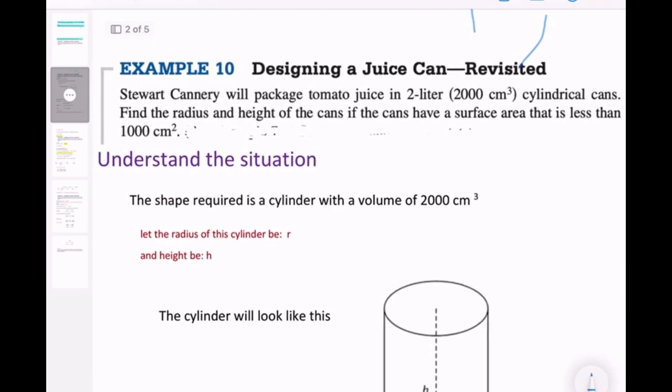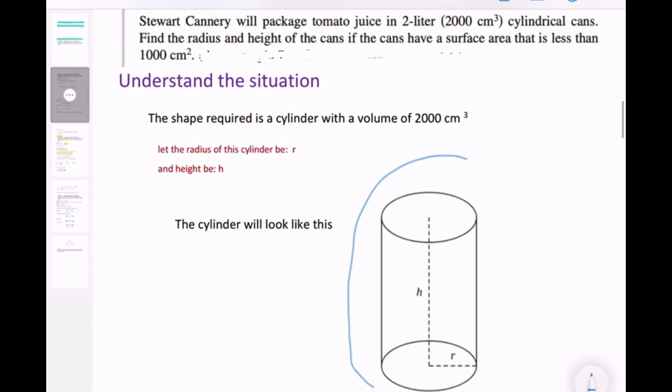It's about a tomato juice cylindrical can, which looks like this, in the shape of a cylinder. The volume is given as 2 liters, which is equivalent to 2,000 centimeters cubed. That's your volume. We are required to find the radius and the height of the can, so that the surface area is less than 1,000 centimeters squared. So what is our problem?